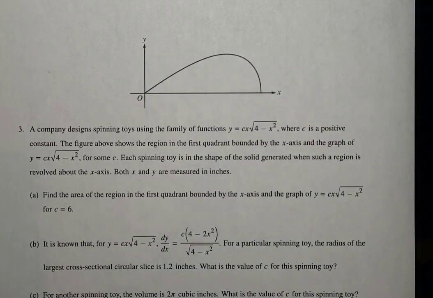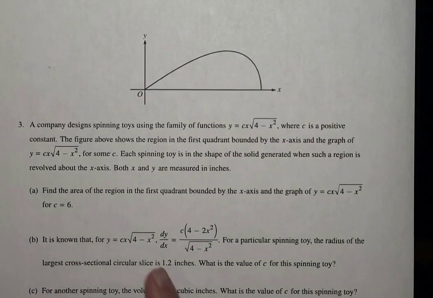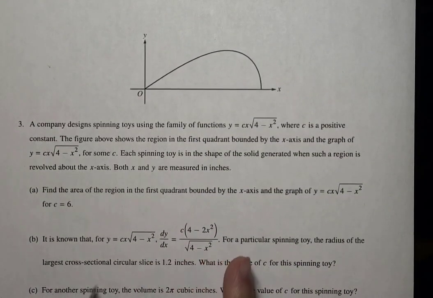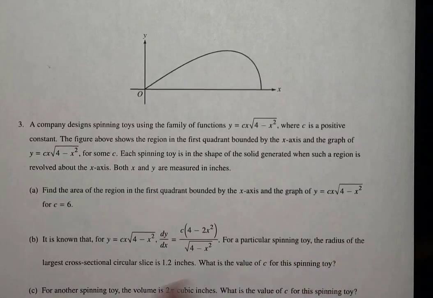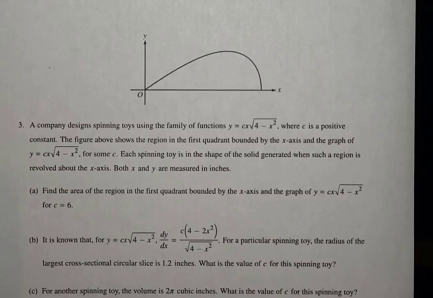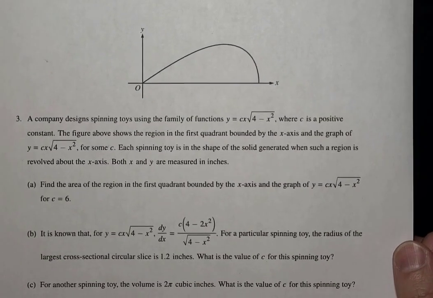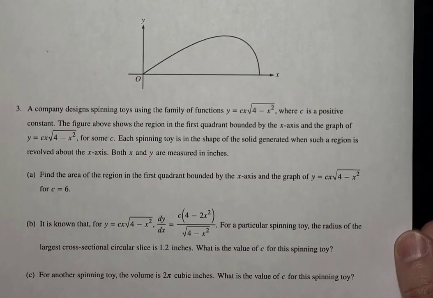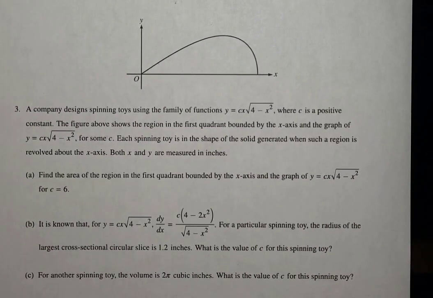All right, part B. It is known that for this function dy dx is this guy. For a particular spinning toy, the radius of the largest cross-sectional circular slice is 1.2 inches. What is the value of c for this spinning toy? Ooh. This is not a typical question. So did we get stuck? Did we give up? Let's think it through.